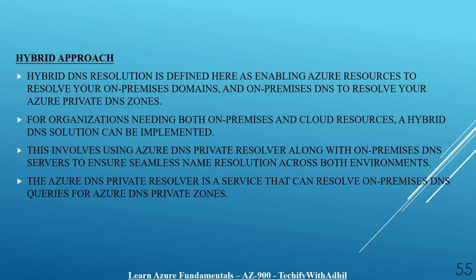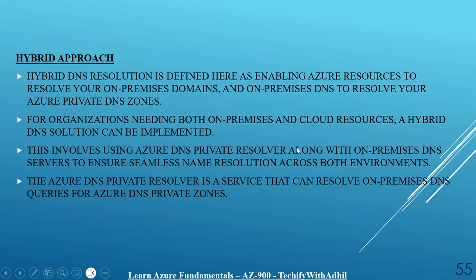Also, we have a third model, the hybrid approach. This hybrid DNS resolution is defined here as enabling Azure resources to resolve your on-prem domains and on-prem DNS to resolve your Azure private DNS zones. So it's like both work interrelated. Azure resources will help to resolve your on-prem domains, and the other way, your on-prem DNS will also resolve your Azure private DNS zones. Organizations needing both on-prem and cloud resources go for this kind of approach.